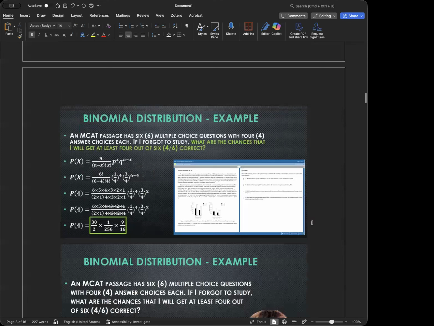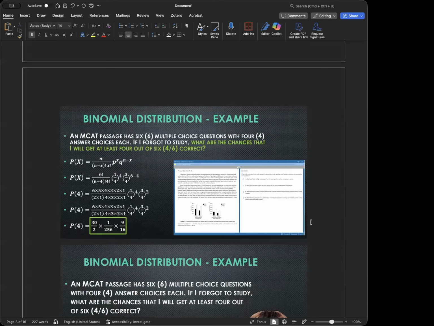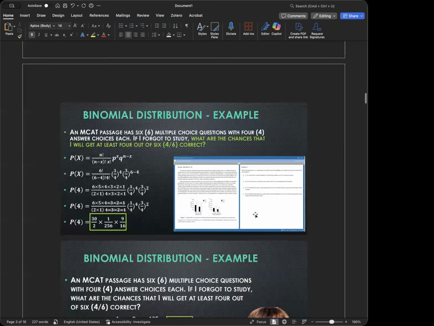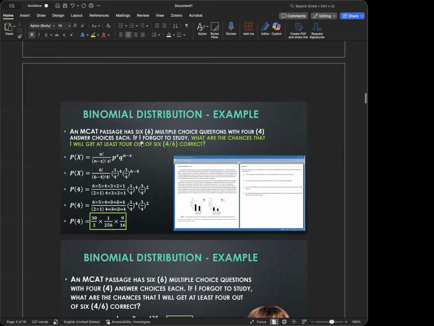So when we look at this, this is just a question that I made up. It doesn't have anything to do with this question. But for binomial distributions, an MCAT passage has 6 multiple choice questions with 4 answer choices per question. So if I forgot to study, what are the chances that I'll get at least 4 out of the 6 correct per section? So with this, I'm identifying my chance of success as 1/4 because there are 4 answers total. I'm looking for my successes to be 4, and my total number of trials is 6.